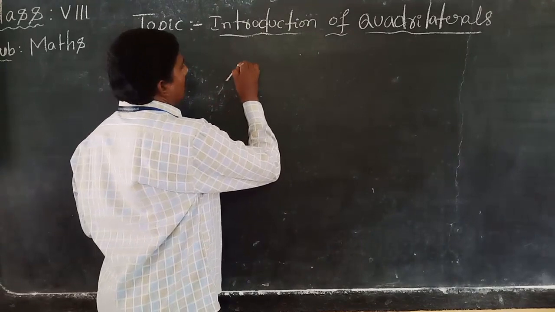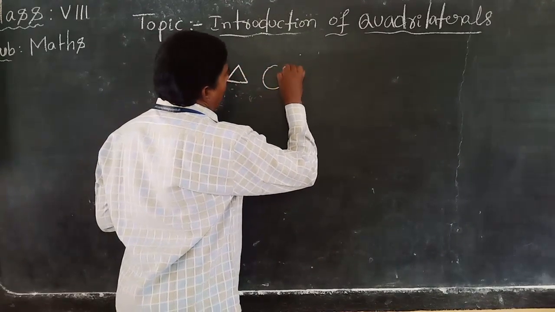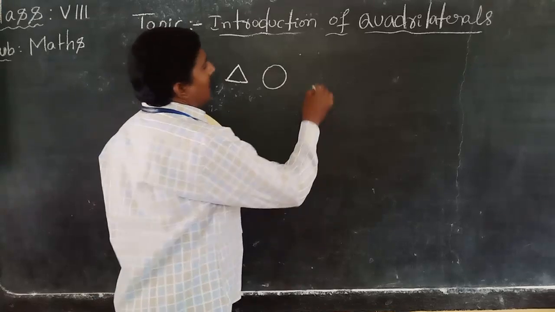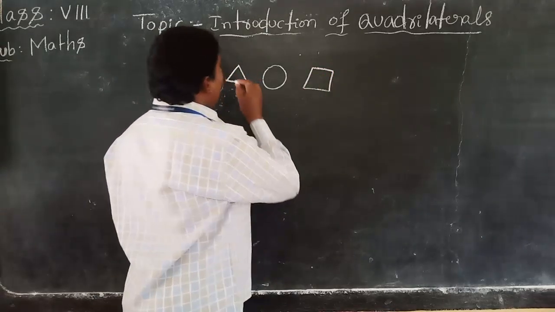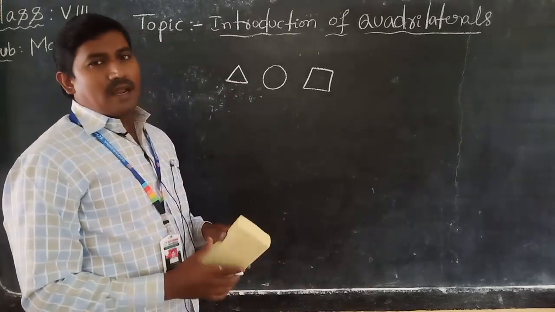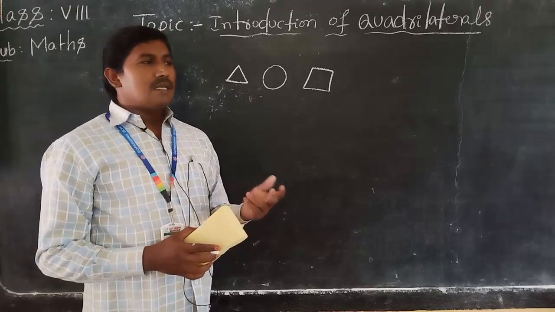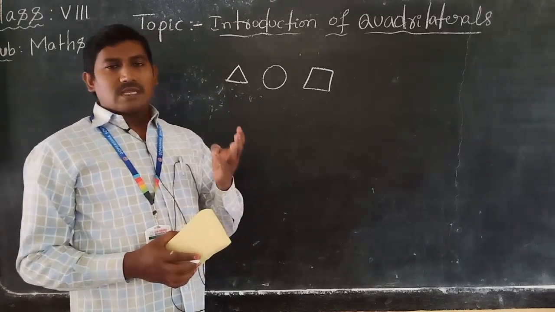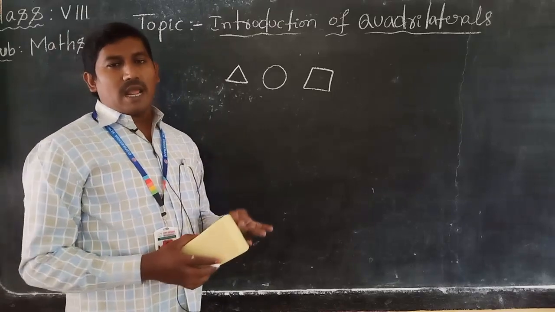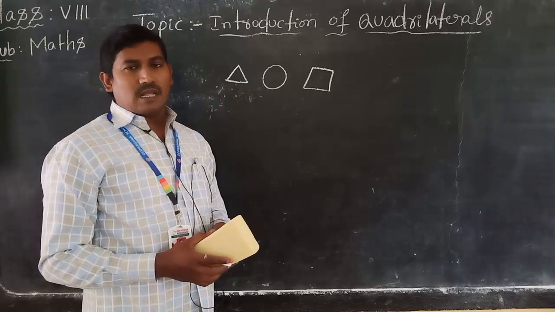Triangle, circle, and next quadrilaterals. Triangle means, we know different types of triangles. According to sides we have three types of triangles: isosceles triangle, equilateral triangle, scalene triangle.